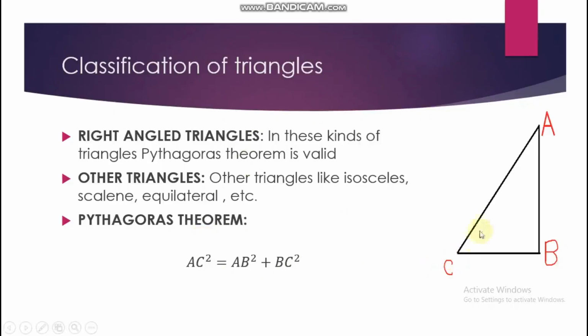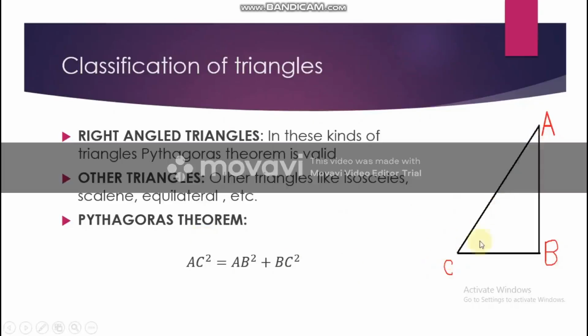So the Pythagoras theorem is nothing but, you have the longer side of a triangle, which is called the hypotenuse, and then you have two sides. Upon squaring the individual two sides and summing them up, I would get the square of the hypotenuse side.